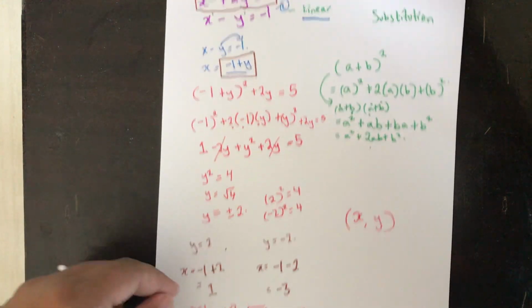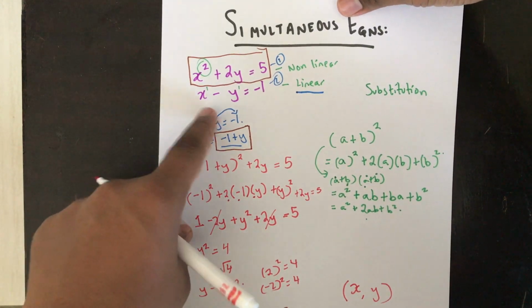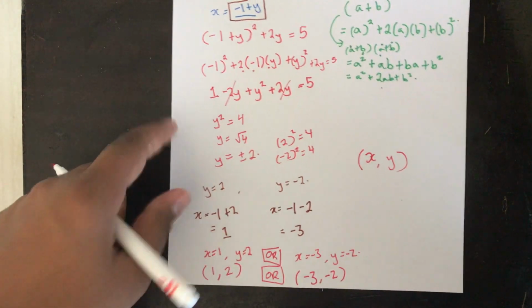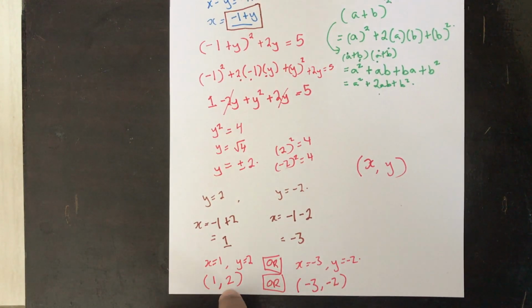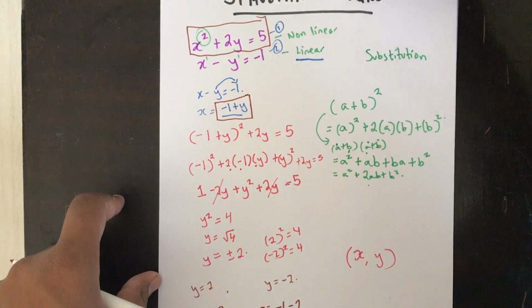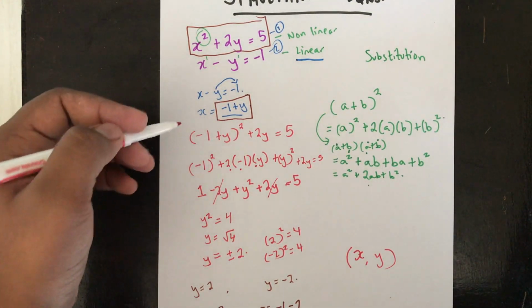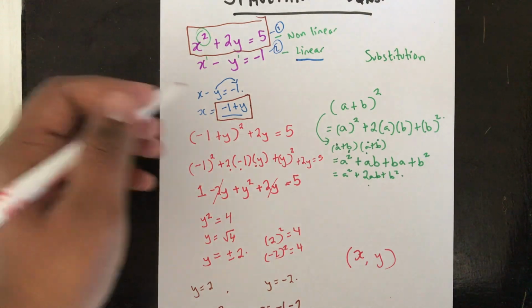Therefore, the solutions to this simultaneous equation, x squared plus 2y is equal to 5 and x minus y is equal to minus 1, are these: x is 1, y is 2, x is minus 3, y is minus 2. So always take into account that you need to have one linear equation and substitute that linear equation into the non-linear equation to get all your values.